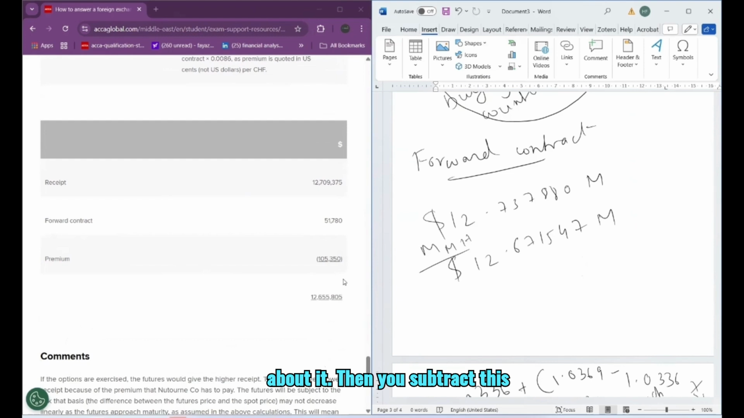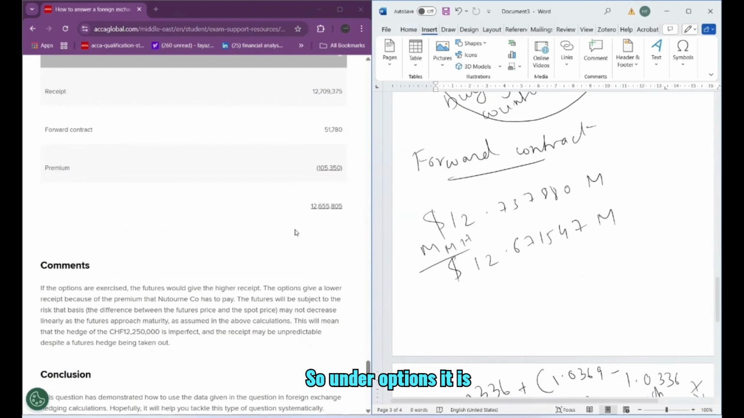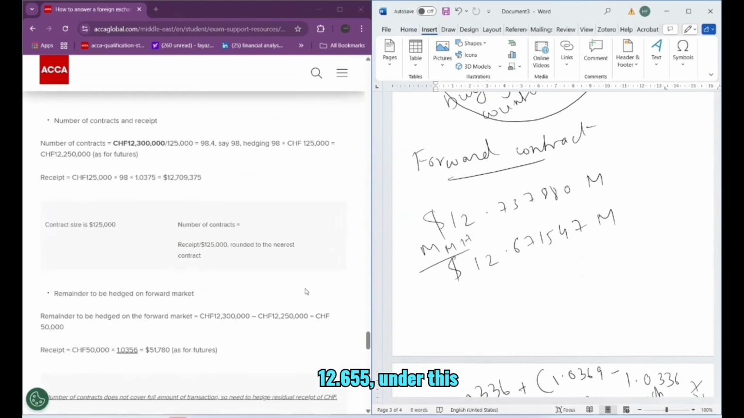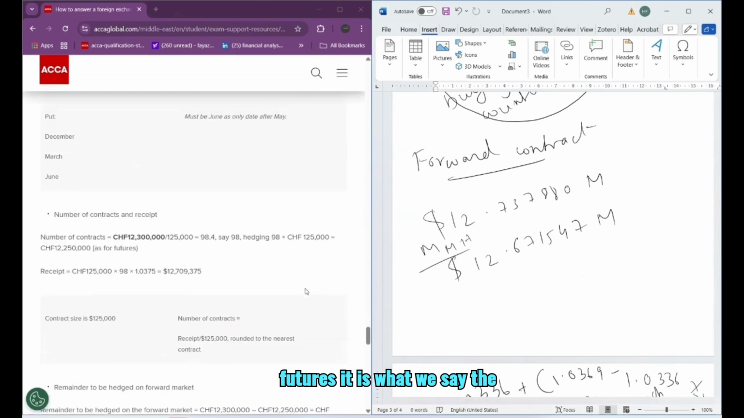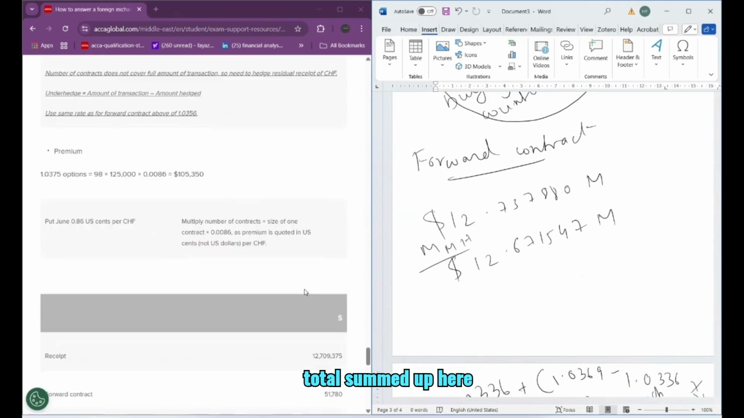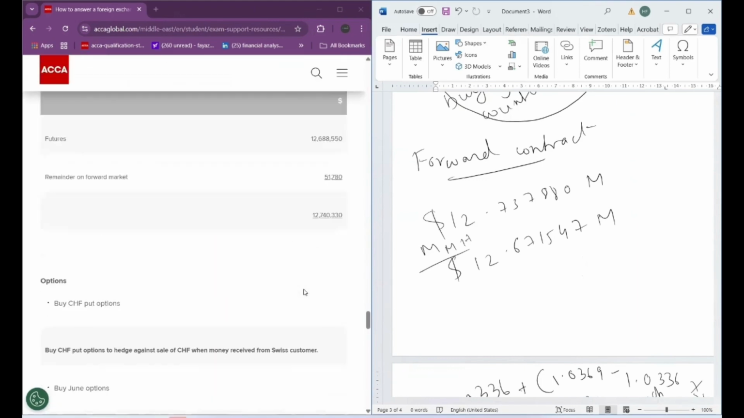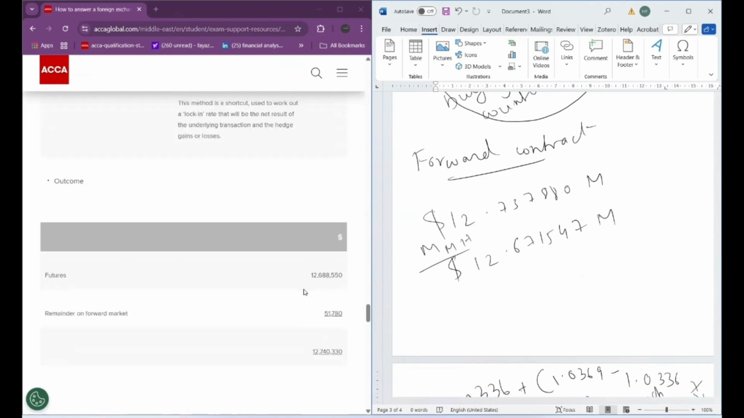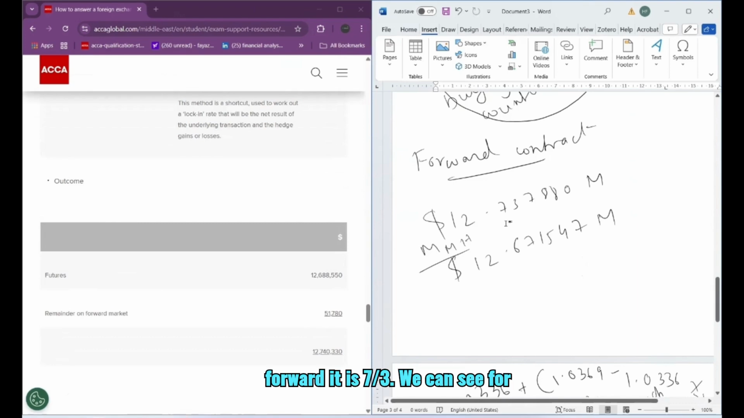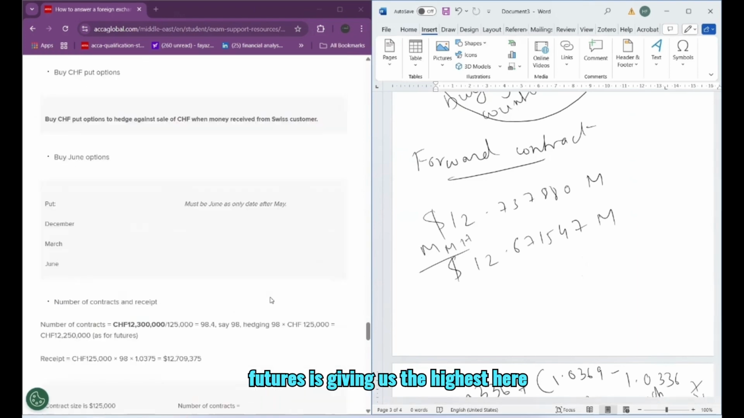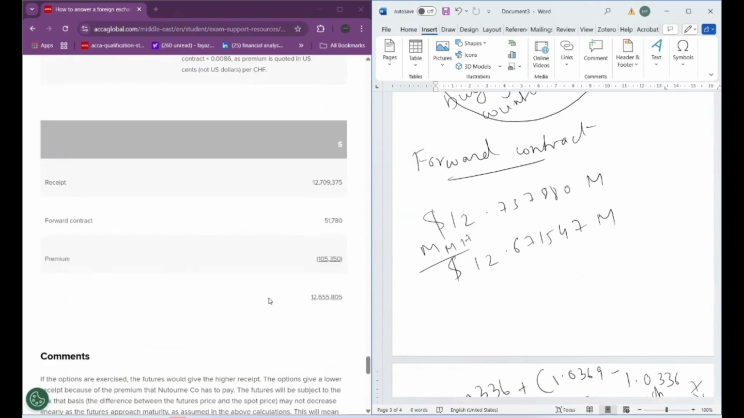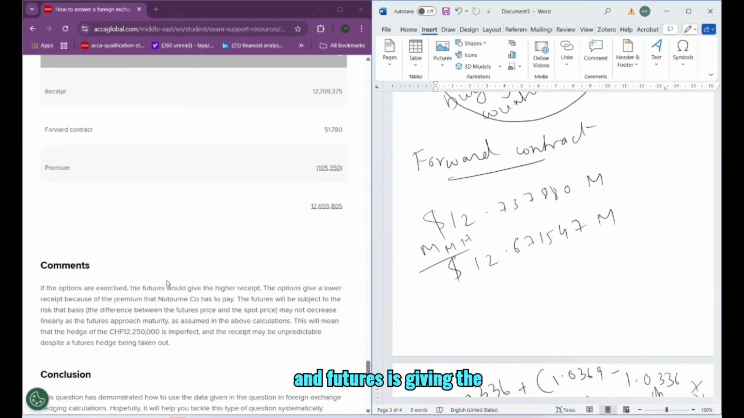Then you subtract this amount from your receipt under the forward and options contracts respectively, and you find that 12.655 is the amount. So under options, it is 12.655. Under futures, it is the total summed up here, 12.74. And under forward, it is 73. We can see that futures is giving us the highest.